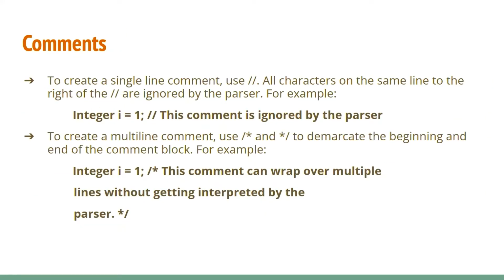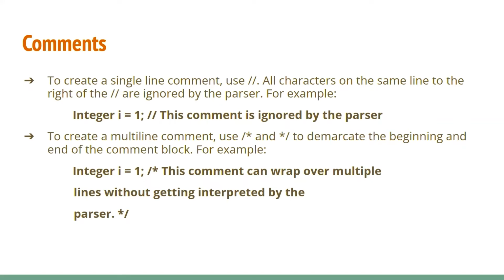Then we have comments. To create a single line comment, use this forward slash. I'm not very sure if it's a forward slash, yeah, but that is what we use. All characters on the same line to the right of this forward slash are ignored by the parser. For example, integer I equal to 1. This is a comment. This can be ignored by the parser.